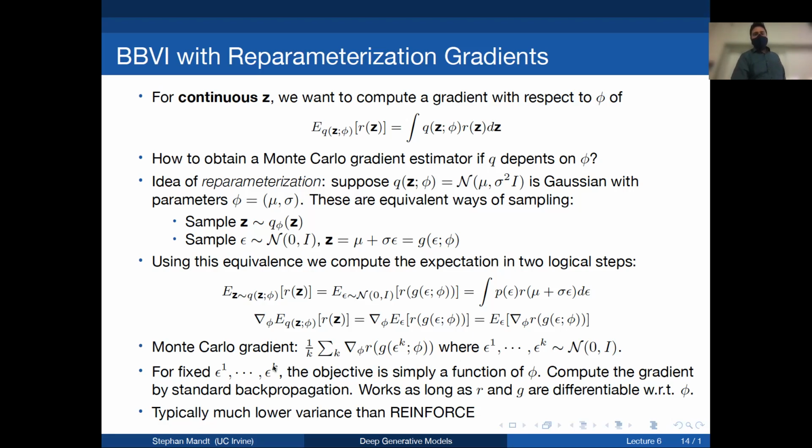Yeah, so for fixed epsilon, this is just a function of phi, and we just compute the gradient by standard backpropagation. Remember, we still probably have some neural network architectures built in there somewhere, and so we'll use backpropagation to compute the gradient. Yeah, there's a question here. Epsilon just comes from any constant distribution. In general, it can come from any constant distribution as long as you know this reparameterization mapping from that distribution to your target distribution.